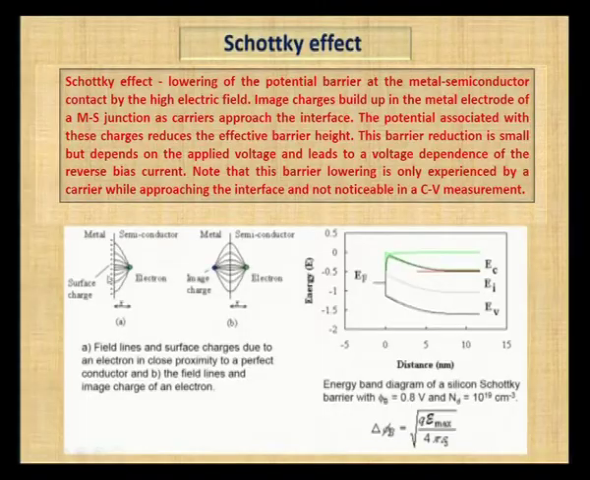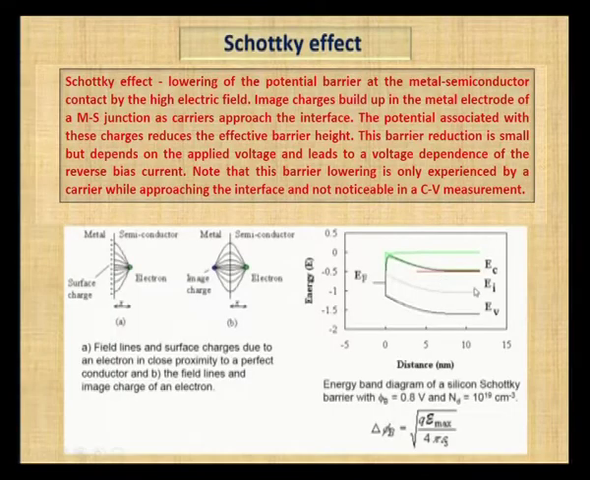In the picture, we can observe the metal and semiconductor and the surface charge due to the contact of semiconductor and metal, and the electrons here. This X indicates the depletion region width, and due to the metal and semiconductor contact, image charges are formed. The electric field formation in the metal and semiconductor looks like this. When we apply sufficient voltage to reduce the barrier potential, the energy band comes down.